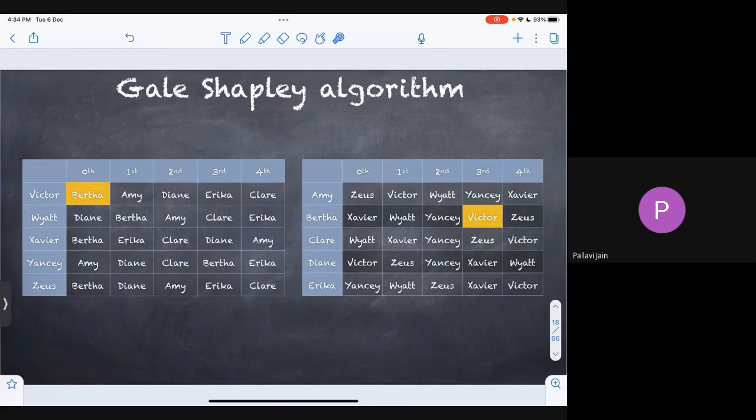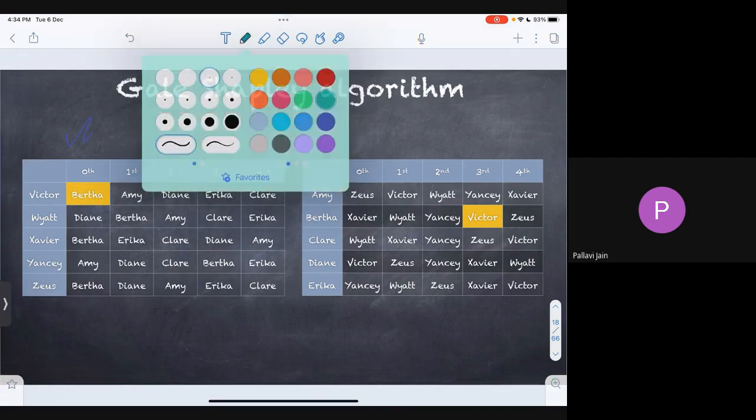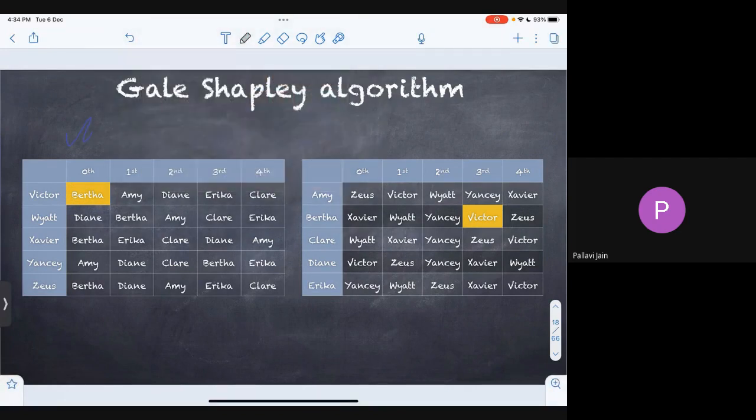So everybody, it's the men. This is what is known as the man-proposing Gale-Shapley algorithm, because it's the men who are proposing. This is the part that irritates me the most, but it is what it is. You do the same thing just symmetrically from the women's side, and the mathematics will not change.